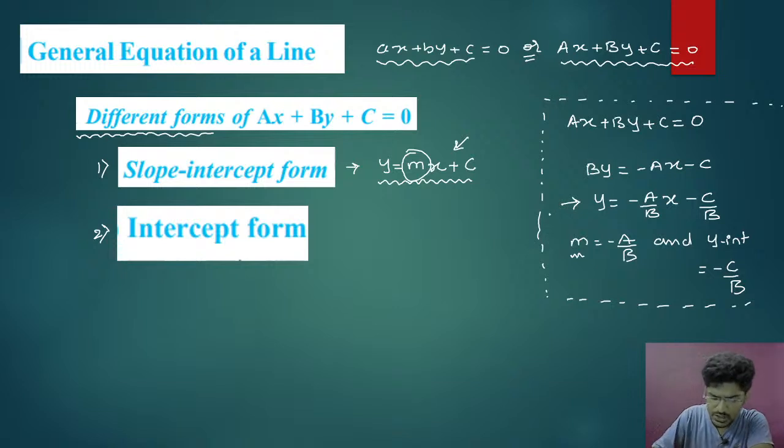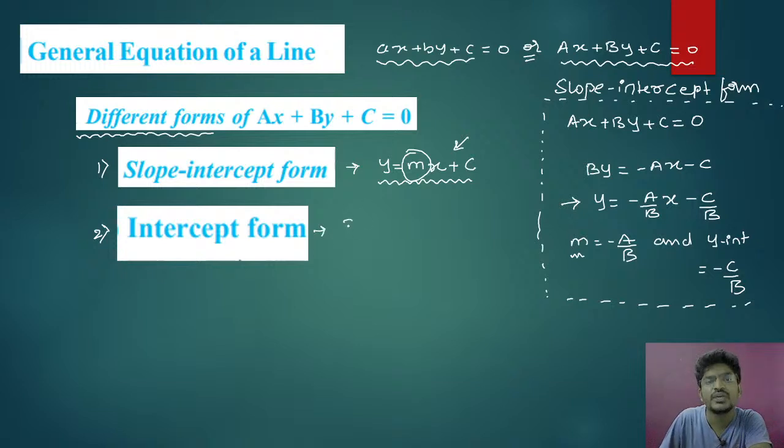Clear? So now let us go for intercept form. I will write here, that is slope-intercept form. You take it as slope-intercept form. Okay. And now let us go for intercept form. So we all know that the intercept form is x by a plus y by b equal to 1. Okay. So this is x by a plus y by b equal to 1. It is intercept form that we have already studied.